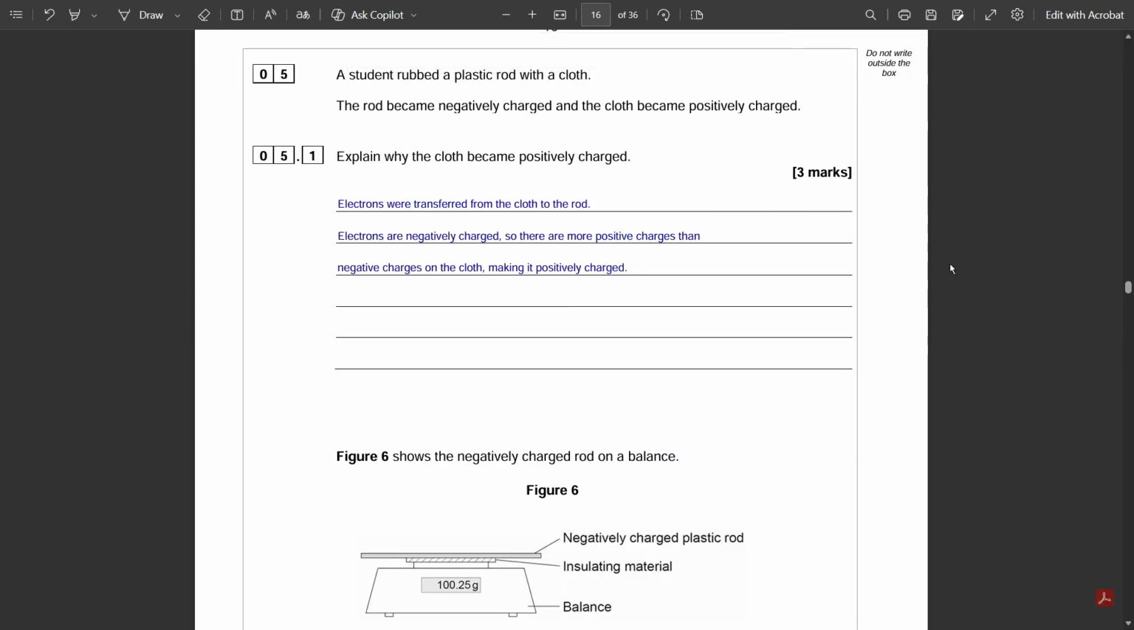Moving on to question 5. A student rubbed a plastic rod with a cloth. The rod became negatively charged and the cloth became positively charged. Explain why the cloth became positively charged. Well, electrons were transferred from the cloth to the rod. Electrons are negatively charged, so there are more positive charges than negative charges on the cloth, making it positively charged.